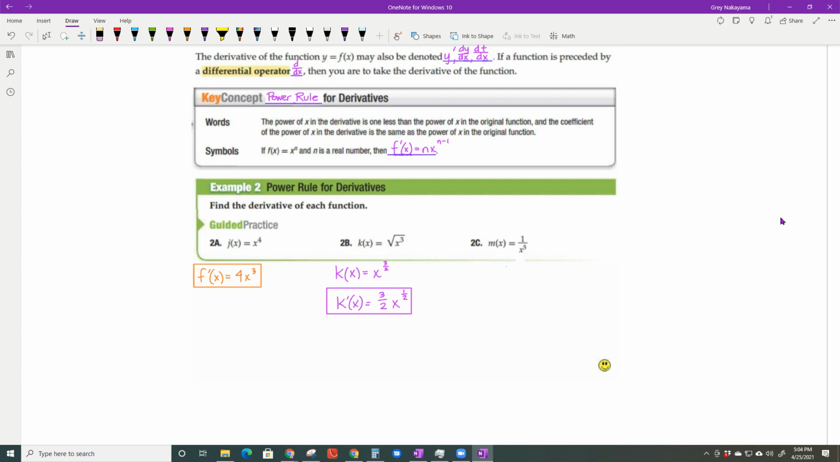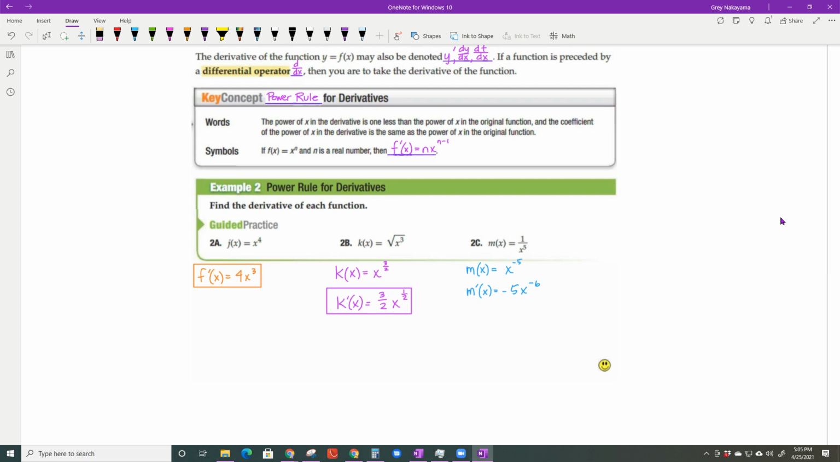All right, the next one here, m of x equals 1 over x to the 5th. Again, you need to rewrite it, and to rewrite that so it's not a fraction, I make it a negative exponent. I move it up to the top, and that becomes x to the negative 5. So now when I go find the derivative of it, I'm going to move my exponent down, so that's negative 5, and then I have to subtract 1. So negative 5 minus 1 is negative 6.